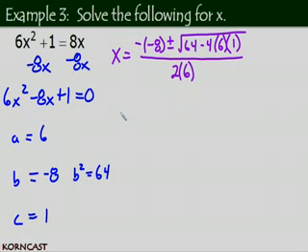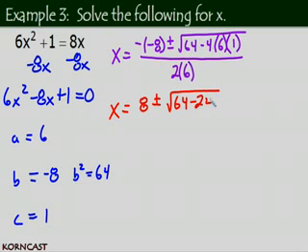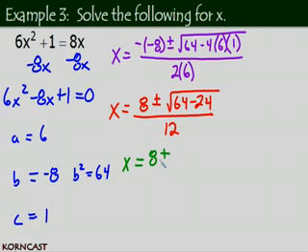Now to simplify our equation, we're left with x equals negative times negative 8 is a positive 8, plus or minus the square root, negative 4 times 6, which is negative 24, times 1, which is negative 24, leaving us with 64 minus 24, all over 2 times 6, which is 12. Now to continue simplifying, 64 minus 24 is 40, leaving us with x equals 8 plus or minus the square root of 40 all over 12.